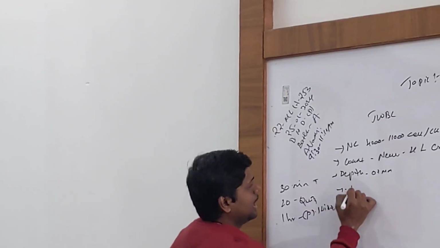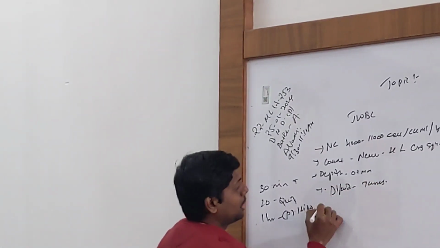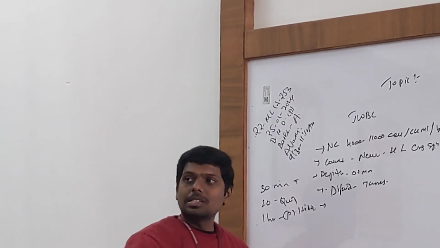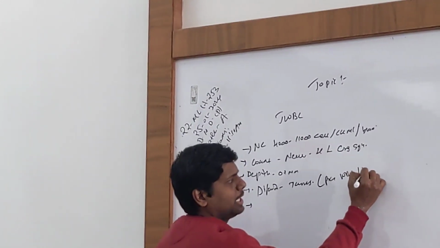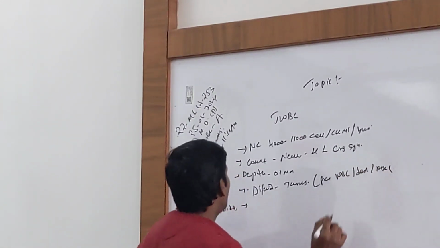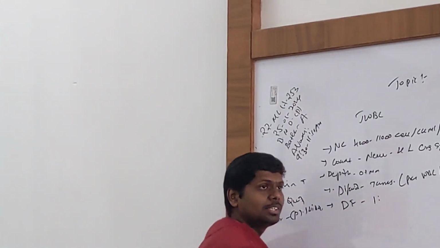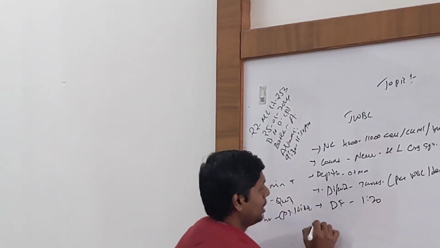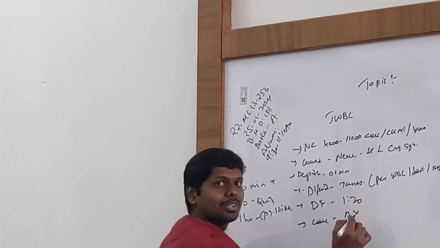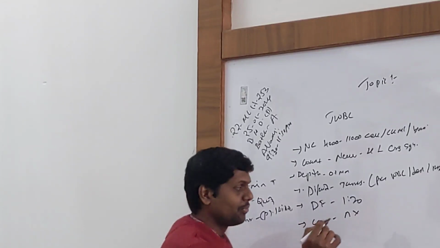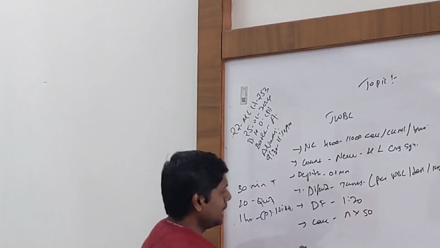Very good. What is the diluting fluid? Turk's fluid, don't get confused. What will Turk's do? It will preserve the WBC, whereas it destroys the RBC. This you know. Then what is the dilution factor? 1:20. Very good. What is the final calculation? N into 50. Very good.